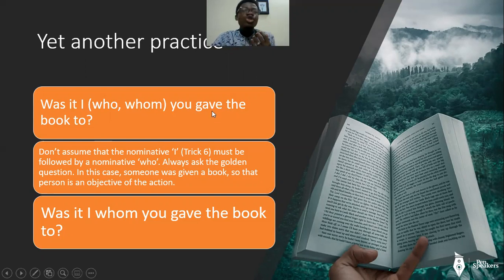You get that? So you're looking for the object of the sentence. So your object, therefore, is whom. So your sentence reads, was it I whom you gave the book to?